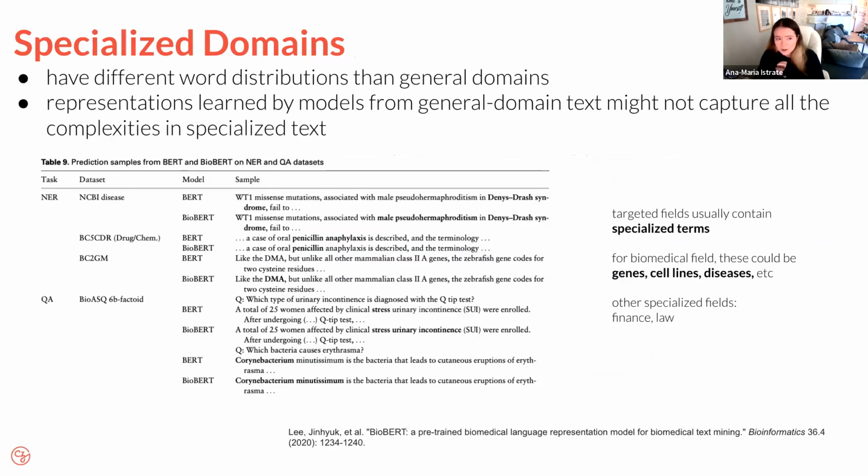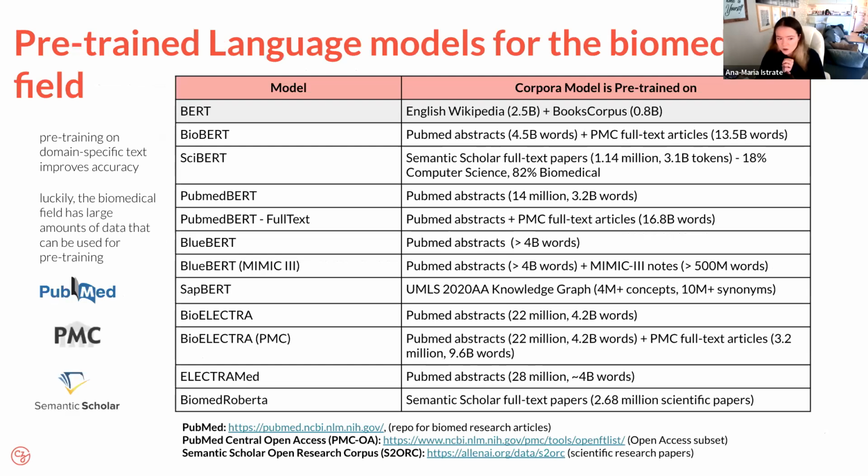And one of the challenges that we run into is that of specialized domains. We work a lot with biomedical research articles, and the biomedical domain has a different word distribution than general domains. That means the representations these models learn from more general natural language domains are not necessarily capturing the complexities in specialized text. For the biomedical field, we care a lot about things like genes, cell lines, diseases, whatever that might look like. And what that means is that we want to have more specialized models that are tailored to the biomedical field.